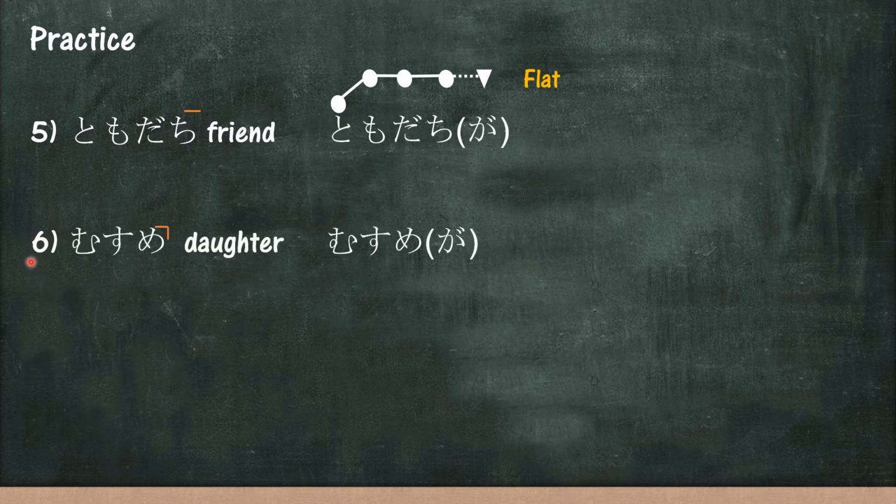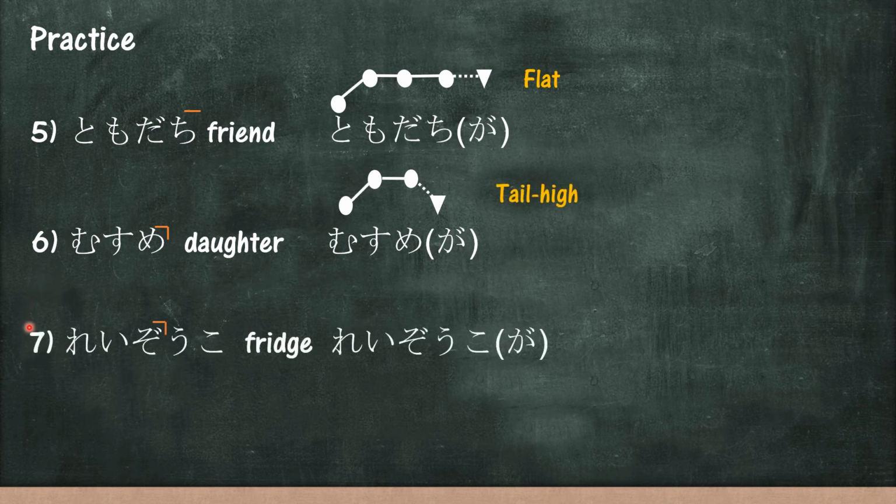Number 6, daughter. Check the answer. 娘、娘、娘が、娘が. Tail high. Number 7, fridge. Check the answer. 冷蔵庫、冷蔵庫、冷蔵庫が、冷蔵庫が. Middle high.